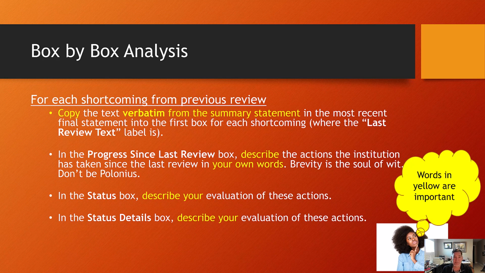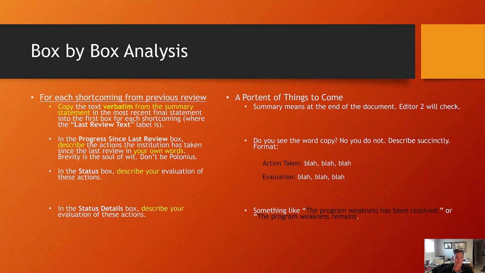You then want to copy in the shortcomings from the previous visit. You want to use it from the summary statement, which means it's all the way at the very end of the previous statements, not at the beginning. It's all the way at the very, very end. And then the progress since last review is going to look like an interim report, and you're going to describe in your own words the actions taken and your evaluation of those actions.